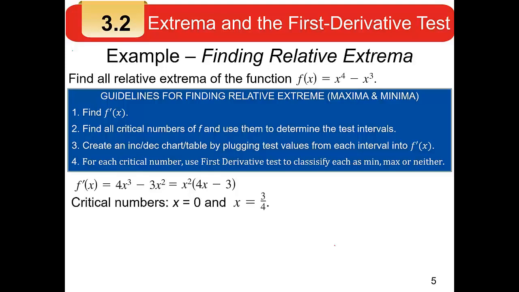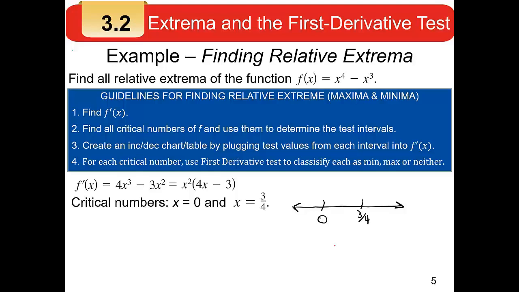If you set that equal to 0, you set each factor equal to 0, so you either get x squared equals 0, which gives you x equals 0, or you get 4x minus 3 equals 0, which gives you x equals 3/4. If you get good at this, you can just look at that and see what the critical numbers are without having to actually do much written down algebra. Those critical numbers divide the number line up into intervals where you need to check for increasing and decreasing behavior.